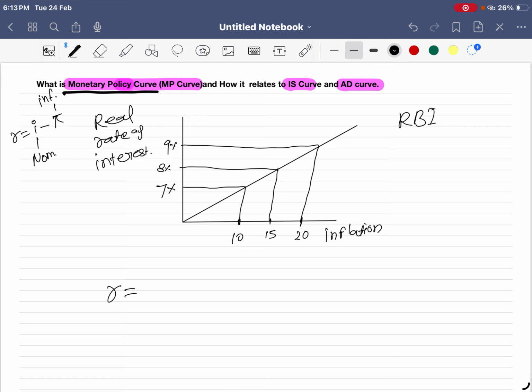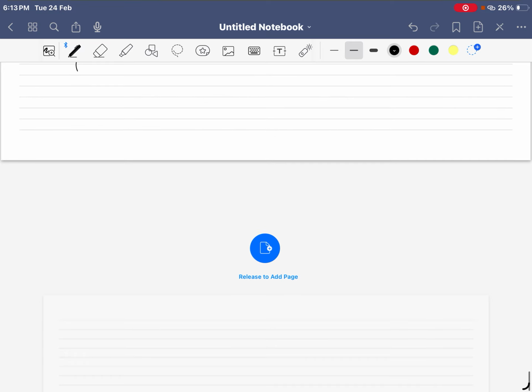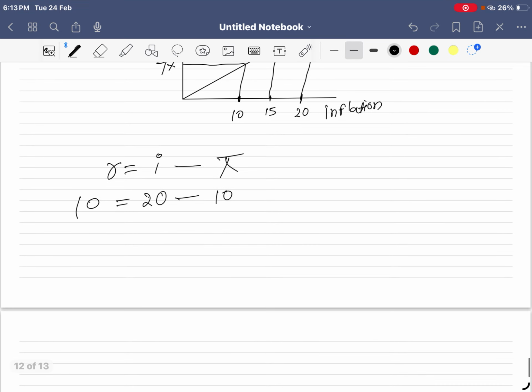See, real rate of interest is equal to nominal rate of interest minus the inflation. So let's say the nominal interest rate is 20% and inflation is, let's say, 10%. In that case the real rate of interest is 10%. Now the government is thinking to reduce the rate of inflation. So what will they do? Let's say the government wishes to reduce it by 5%. They will increase this nominal rate of interest to, let's say, 25%.